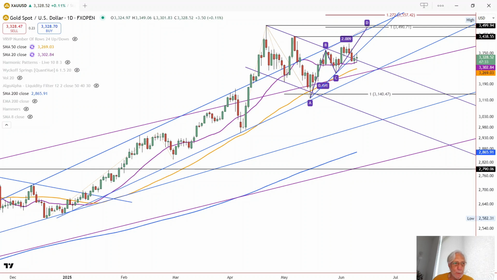All right, we've got a minor bounce in gold on Tuesday off support of the 20 moving average.